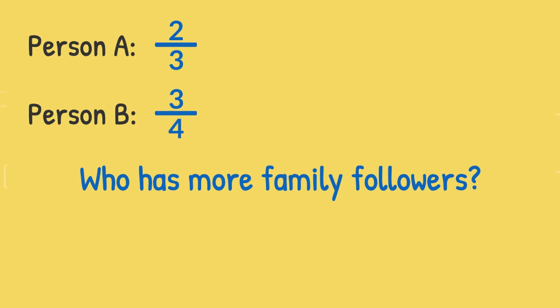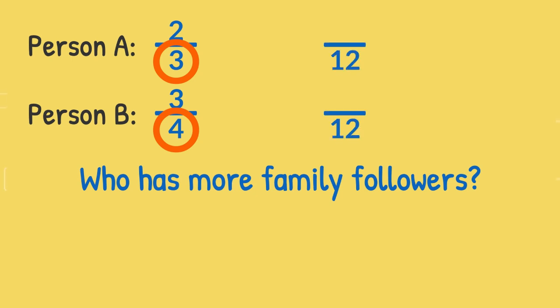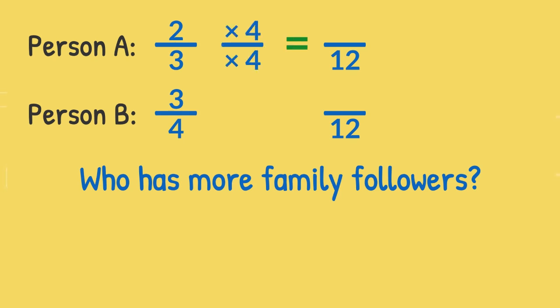To compare these, we'll rewrite both with the same denominator. Both 3 and 4 divide evenly into 12, so we can use it as a common denominator. Convert the 2/3 by multiplying the numerator and denominator by 4, giving us the equivalent fraction 8/12. We convert the 3/4 by multiplying its numerator and denominator by 3 for the equivalent fraction 9/12.